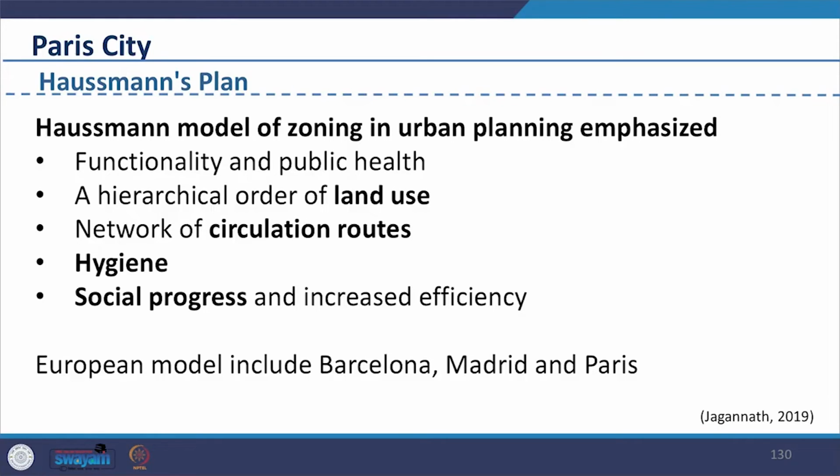The Haussmann model of zoning in urban planning emphasized functionality and public health, a hierarchical order of land use, that is zoning, which separated residential areas from the other land uses, especially industrial land use, a network of circulation routes, hygiene, social progress, and increased efficiency. This European model influenced Barcelona, Madrid, and Paris.